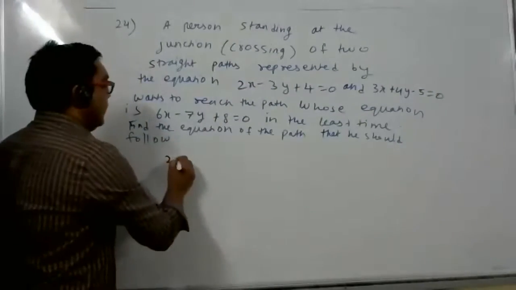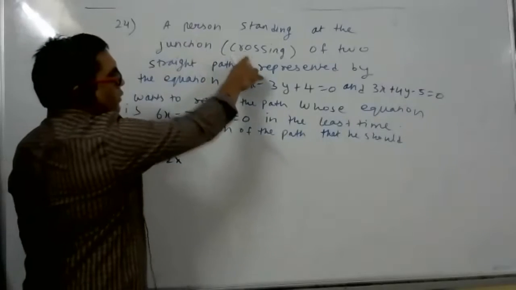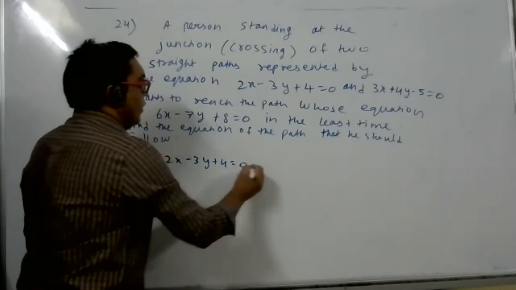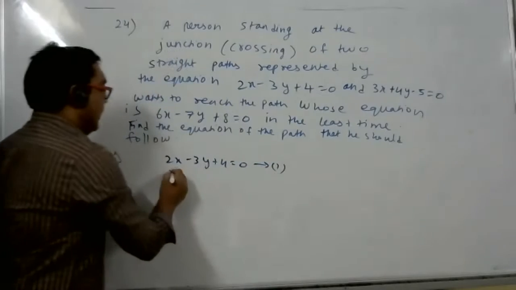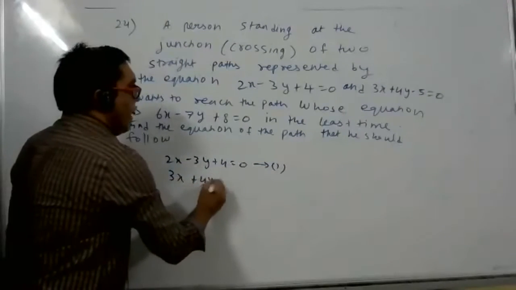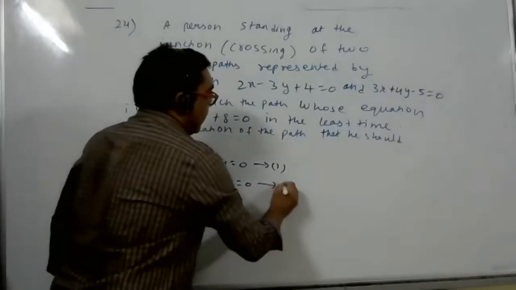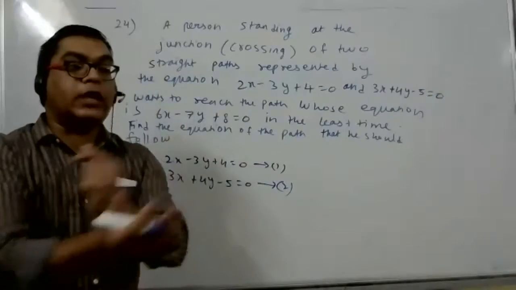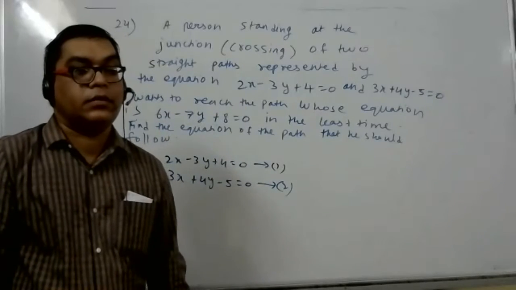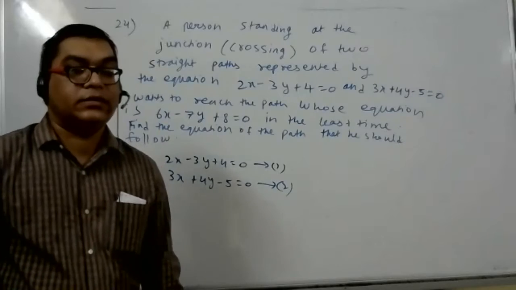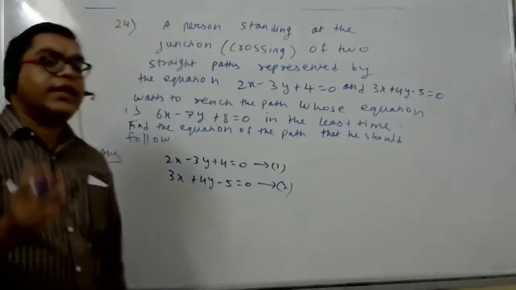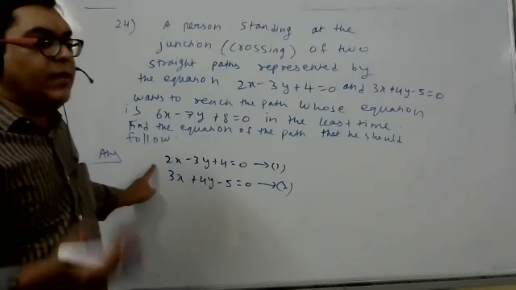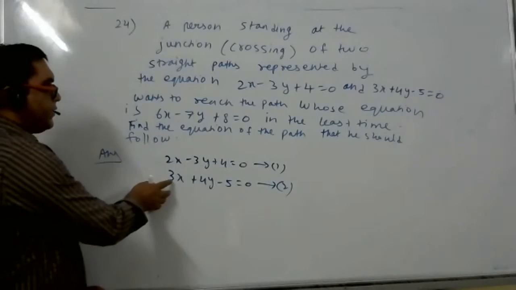Because the person is standing at the crossing point of these two lines, 2x minus 3y plus 4 is 0 and 3x plus 4y minus 5 is 0, where the lines intersect. How to find the point of intersection of two curves? Solve them. Solve them simultaneously by substitution, elimination, cross multiplication, any method. So we'll do it by elimination.